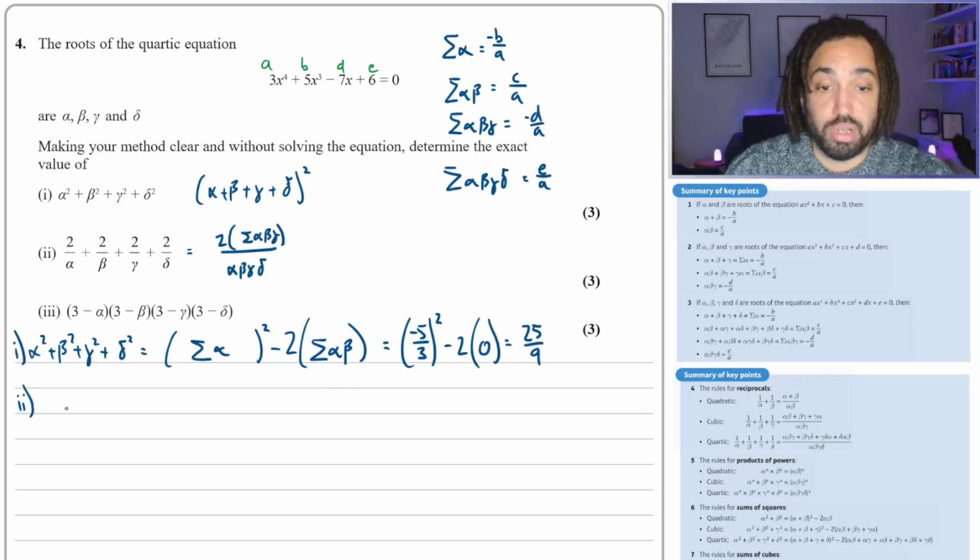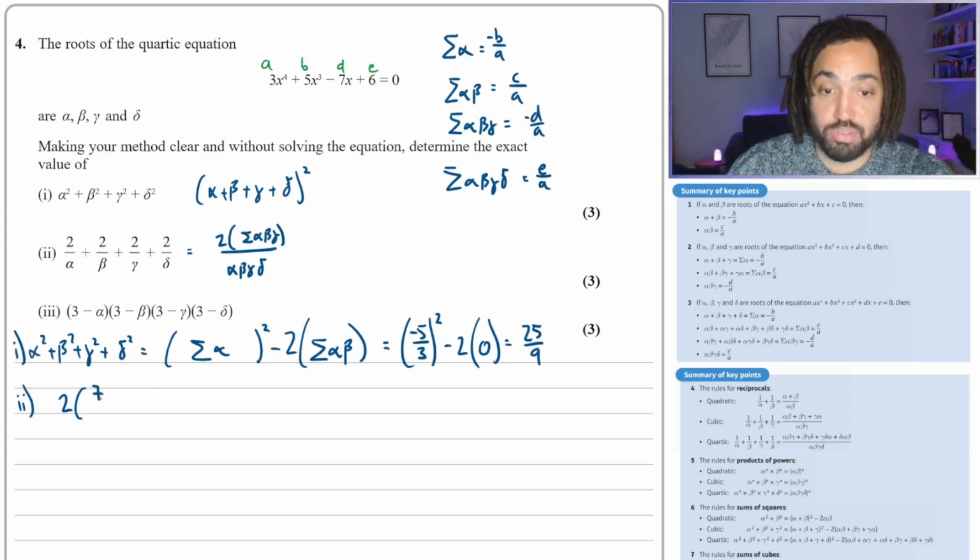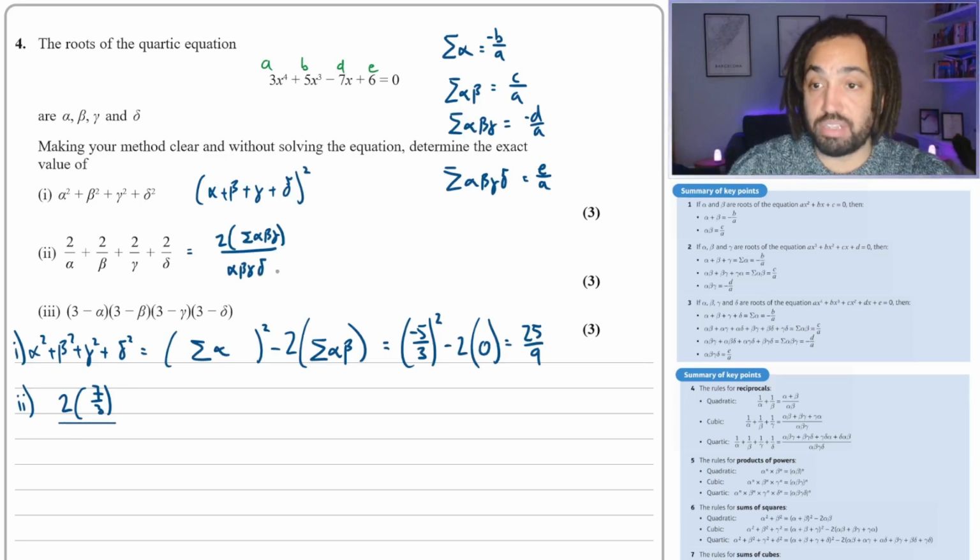Okay, so for us, in order to solve this, we just need to do 2 times by the sum of the triples, which is minus d over a. So that's minus 7 over 3. So that's 7 over 3. And that's all over all four of them times together, which is the sum of the four roots times together, which is E over A, which is 6 over 3.